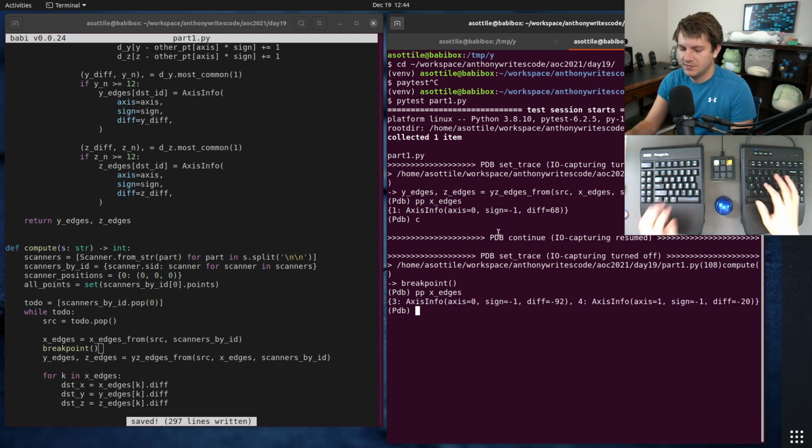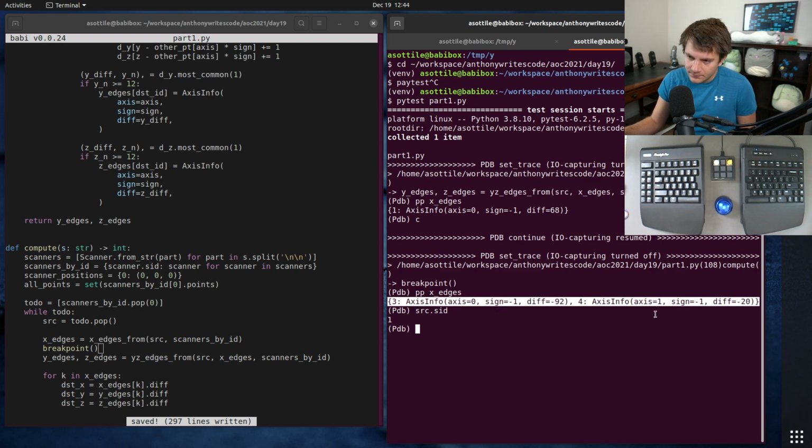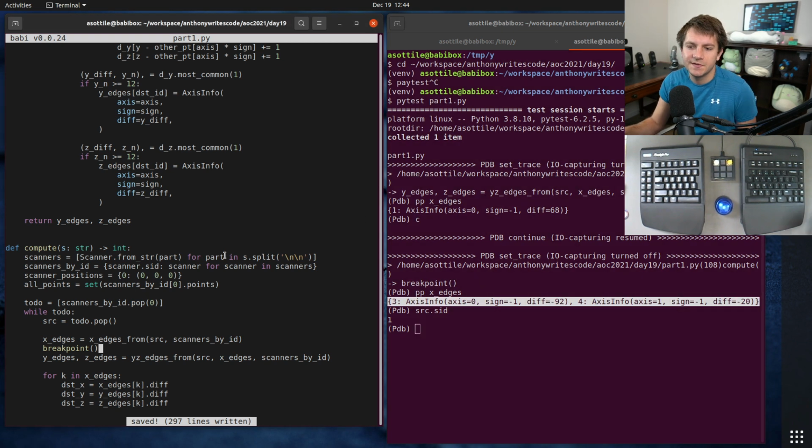Yeah, so this is source.sid. Yeah, this is from 1. We know that from 1 to 3, the x-axis connects with the other x-axis, but it is negative. And it connects with this other x-axis, or sorry, with 4 it connects with the y-axis, and it's negative. So that's kind of what this x-edges is.